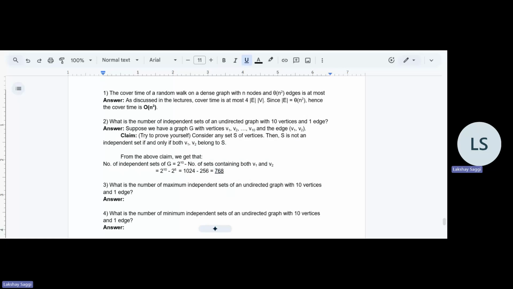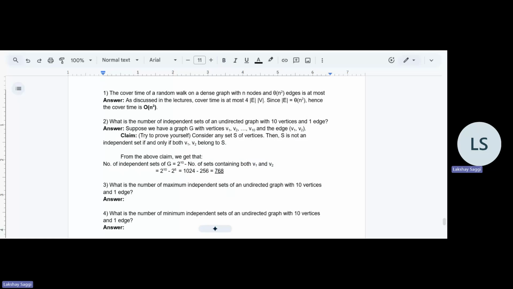So this is our final answer because any set of vertices is not an independent set only if both the vertices belong to S. And how many sets have both V1 and V2 in S? Then for the remaining vertices we have two choices each, whether it is in S or it is not in S. So yeah, this is the answer.